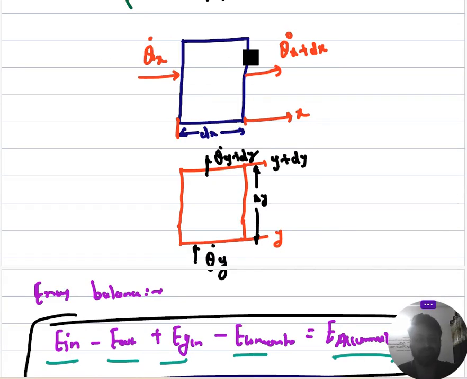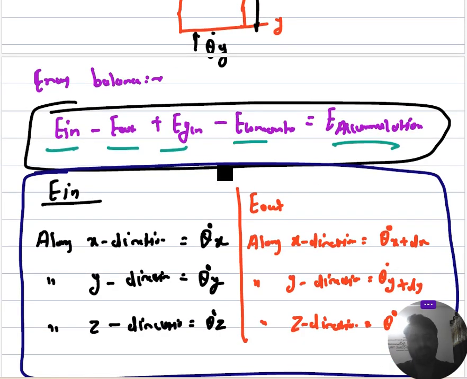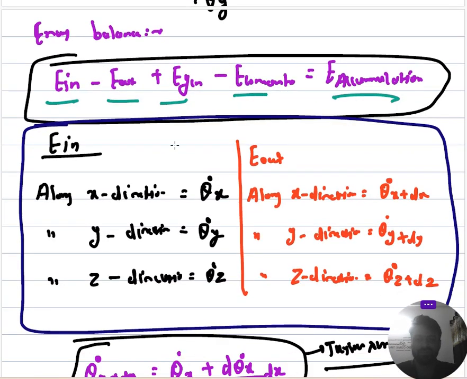So let's say I'm doing the heat balance along the x direction, with thickness dx. The rate of heat transfer entering at the left boundary is q dot x, and at the right boundary it is q dot at x plus dx. Similarly, you can write along the y and z directions. So the energy balance equation is: energy in minus energy out plus energy generation minus energy consumption equals energy accumulation, right?